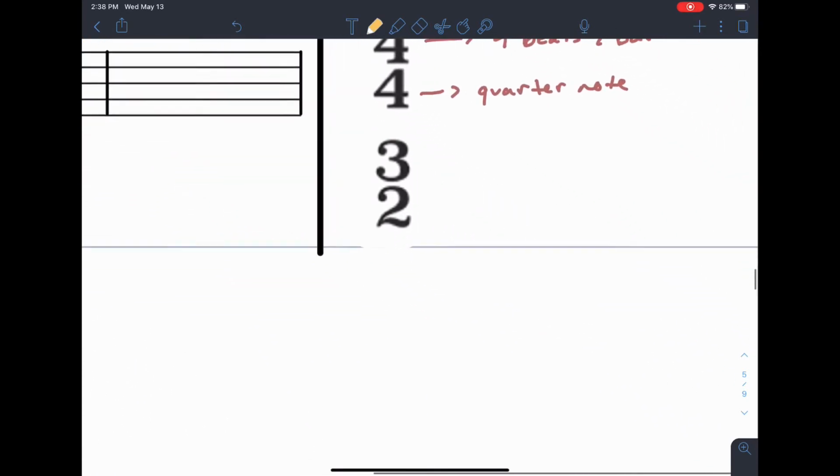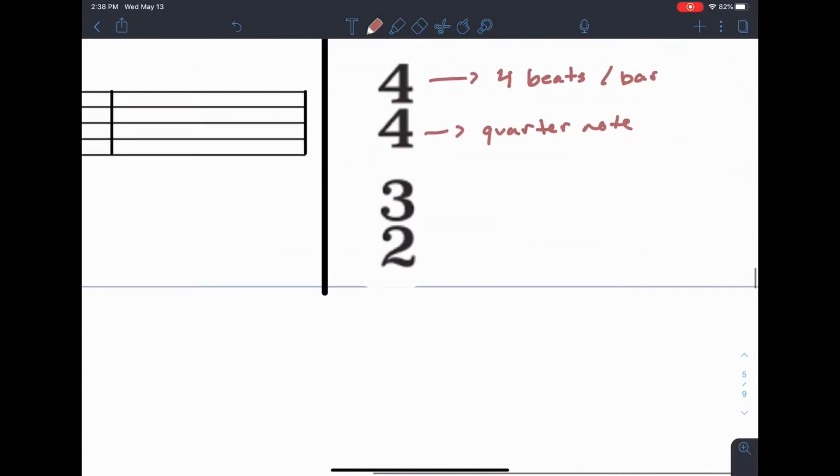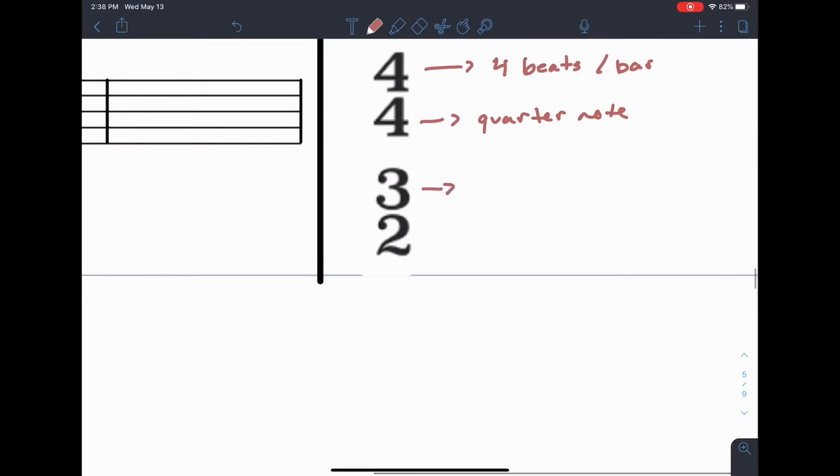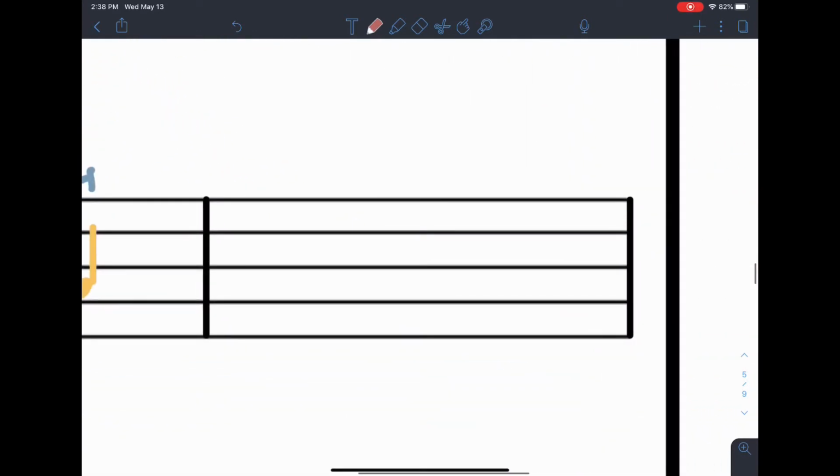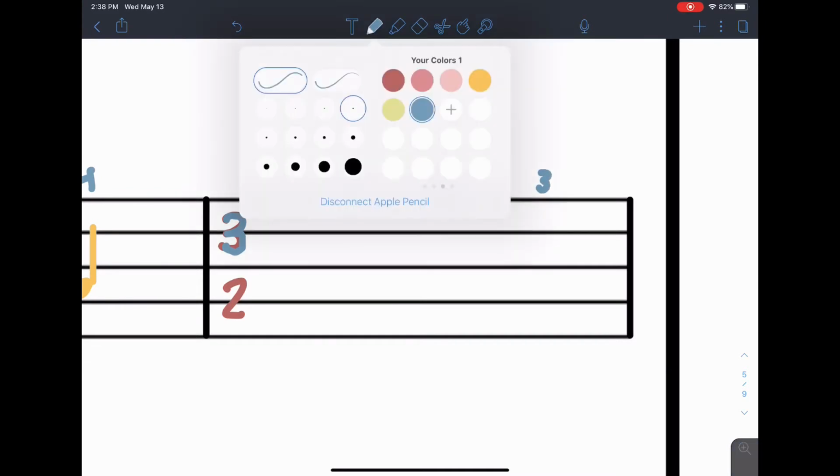Now, let's end off this example using 3-2. 3, meaning we have 3 beats in a bar, 3 beats per bar, and 2 going back to our half note. So we're talking about half notes now. So let's draw in our time signature as always, right? 3-2. How many beats do we have here? We have 3 beats in a bar. So 1, 2, 3 beats per bar.